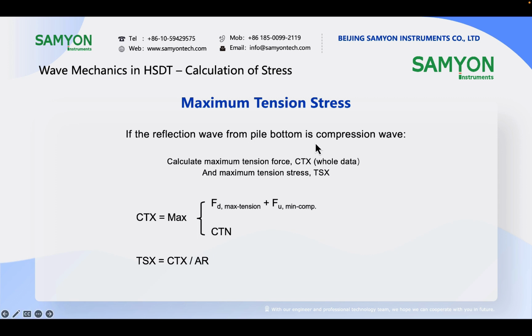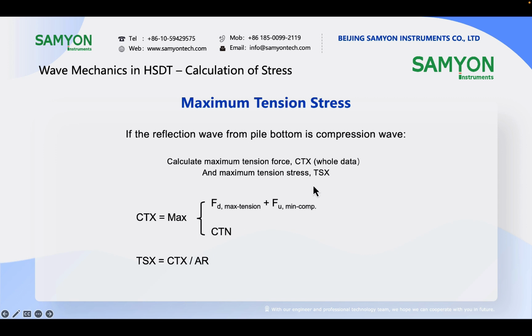But when the compression wave reflected from the pile bottom reaches the pile top, it will again reflect as a tension wave going down, right? Because the pile top is free. We know that when a compression force reaches the free pile end, it will reflect as a tension force. Then we will use a similar way, the downward tension force plus the upward minimum compression force. Then we can get another tension force.